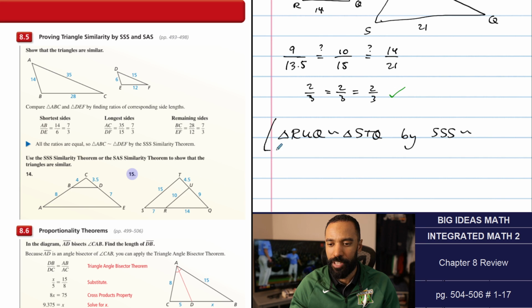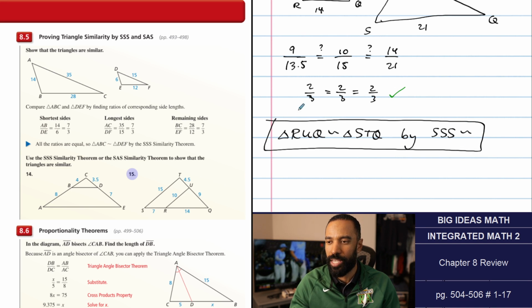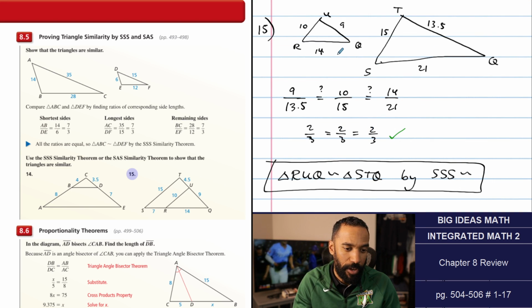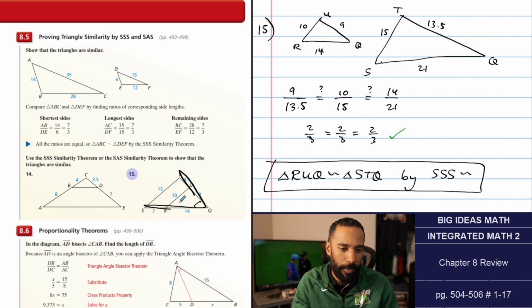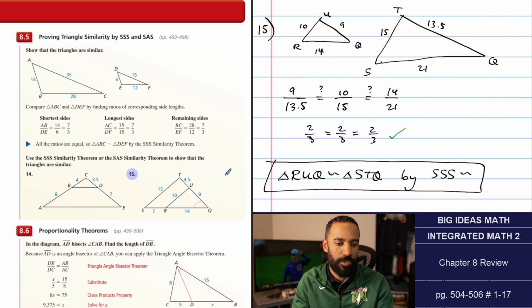And once again, I could have done side, angle, side. What I would do is say Q is congruent to itself by the reflexive property. I would only test these sides here and here. I would not test that set. And I would use side, angle, side off that.